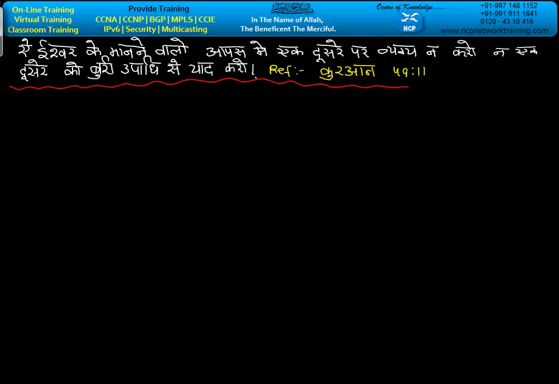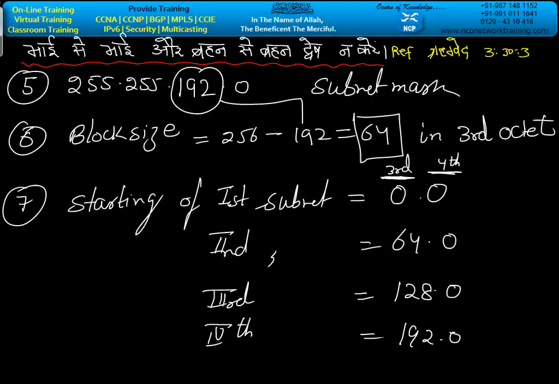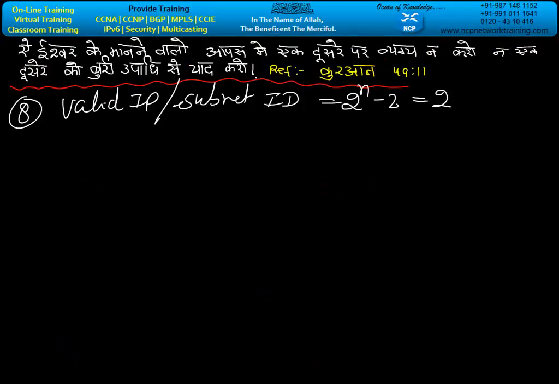Step number 8. Valid IP per subnet ID equal to 2 to the power n minus 2. From where we will take the value of the n? From step number 4. In case of step number 4, what is the value of host bit is? N equal to 14. That value will apply here, 2 to the power 14 minus 2, whatever is the answer.